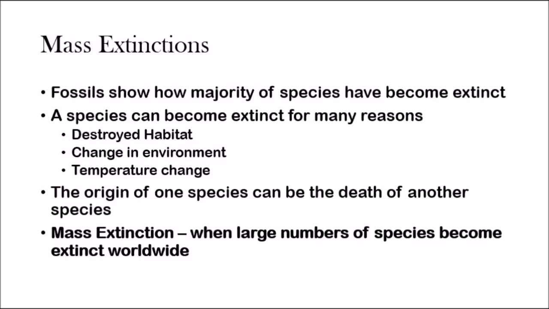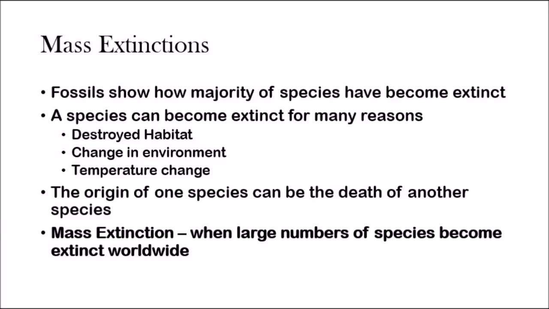Now, the second thing that we talk about when we talk about rise and fall events is mass extinctions. So, mass extinctions are just these huge extinctions where many species just get wiped out from the Earth. Fossils can show how the majority of species have become extinct. Obviously, we've seen this in the strata in the first video, and how you can look at fossils and then eventually they just stop showing up in strata, meaning that organism has gone extinct.